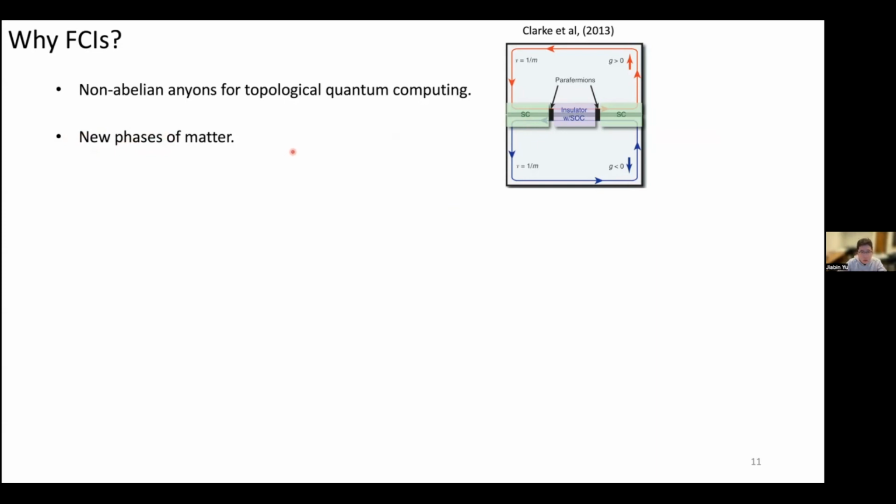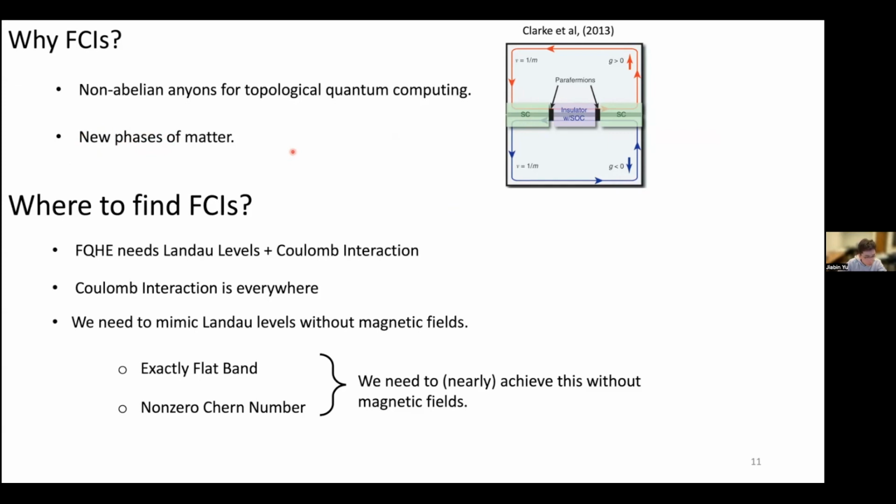And the next question will be where to find FCIs. As I mentioned earlier, fractional quantum Hall effect needs Landau levels and Coulomb interaction. Coulomb interaction is everywhere. It's not special at all. What is special is the Landau level. So basically what we need to do is to mimic Landau levels without magnetic field. And as mentioned before, Landau levels are exactly flat bands with non-zero Chern number. It is really hard for us to achieve an exactly flat band with non-zero Chern number without magnetic field. So at least a nearly flat band should be our goal.